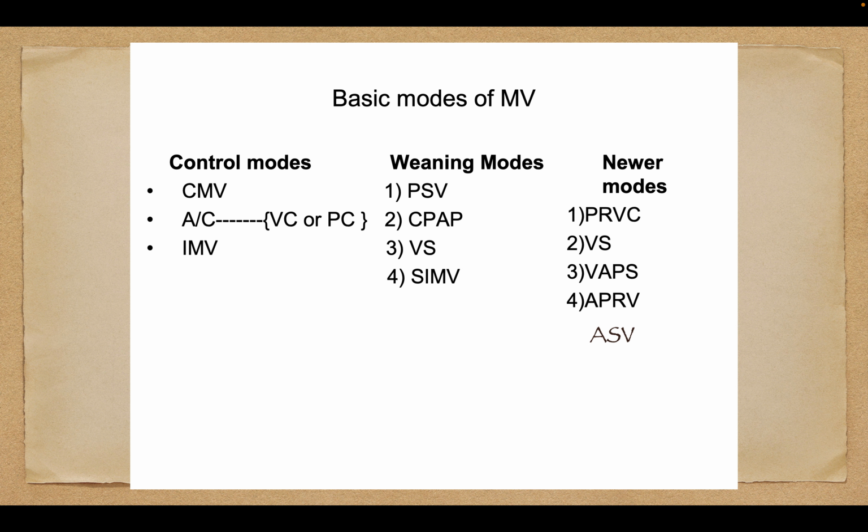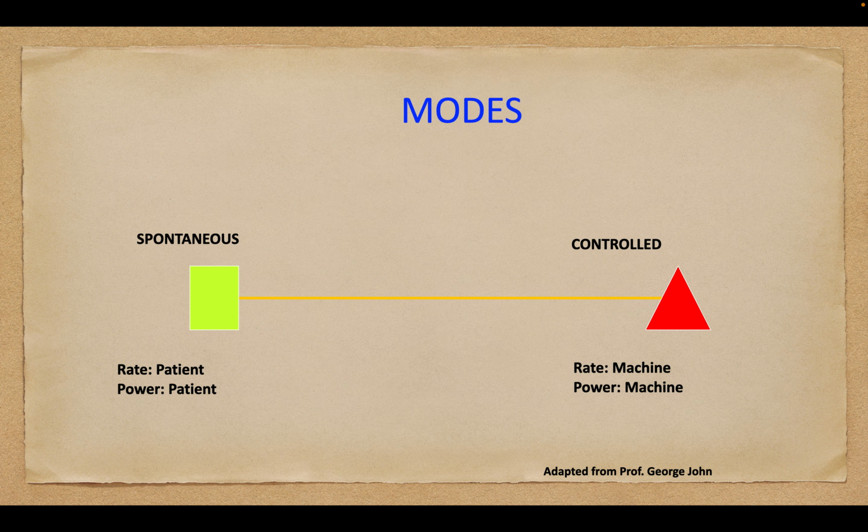Now talking about the basic modes, they are the control modes, like controlled mandatory ventilation, assist control, whether volume control or pressure control, and intermittent mandatory ventilation. The newer modes, as you could see on the right side, are PRVC, volume support, VAPS, APRV, or adaptive support ventilation or ASV. And weaning modes, which you all probably know, are pressure support, CPAP, volume support, and SIMV. So this is just a brief overview of the available modes.